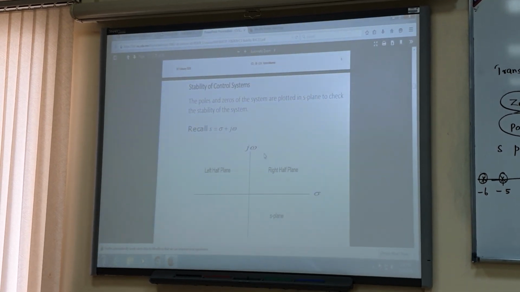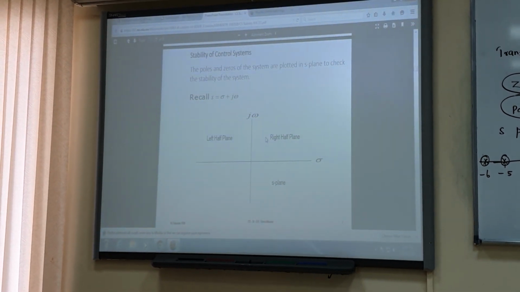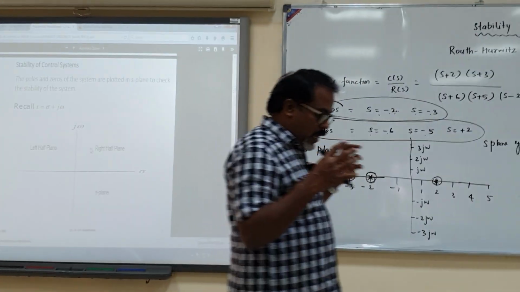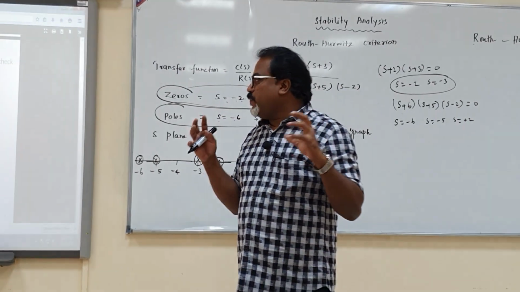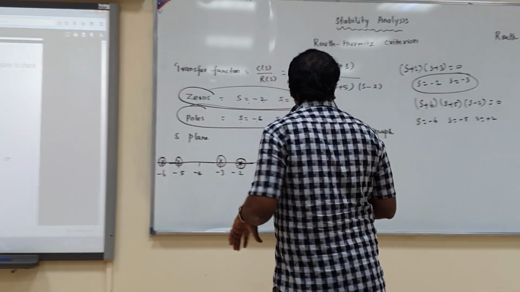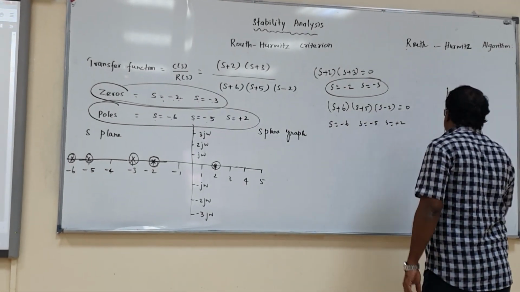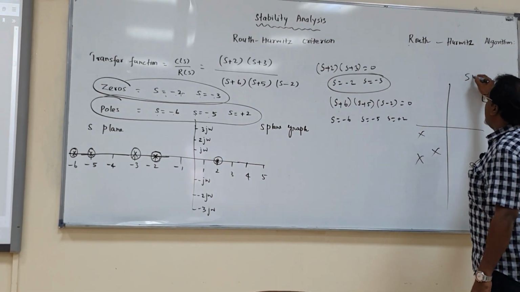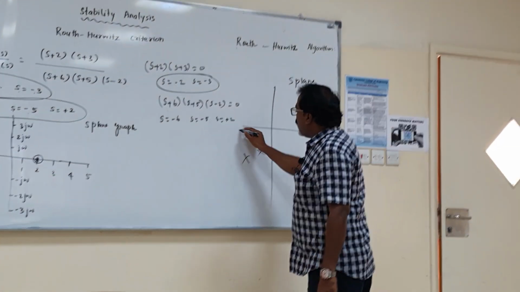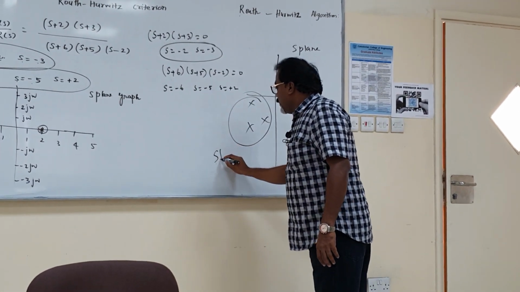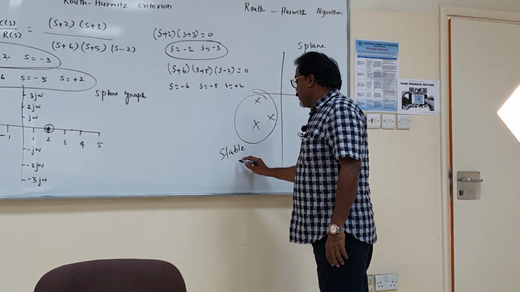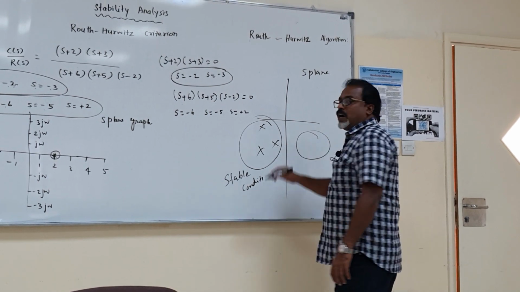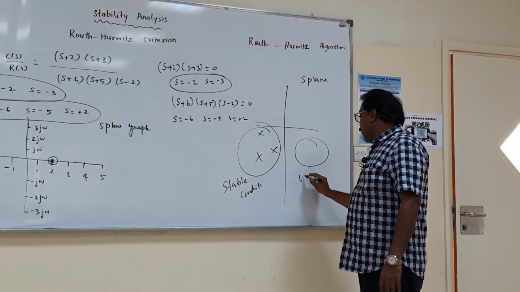In the stability of a control system, you can easily find out in one method whether it is stable or unstable. When you find the roots, if all of the roots are lying in the left half of the S-plane, so this is called an S-plane graph, left half of the S-plane means you can say the system is in stable condition. If the roots are lying in the right half of the S-plane, then you can say unstable condition.